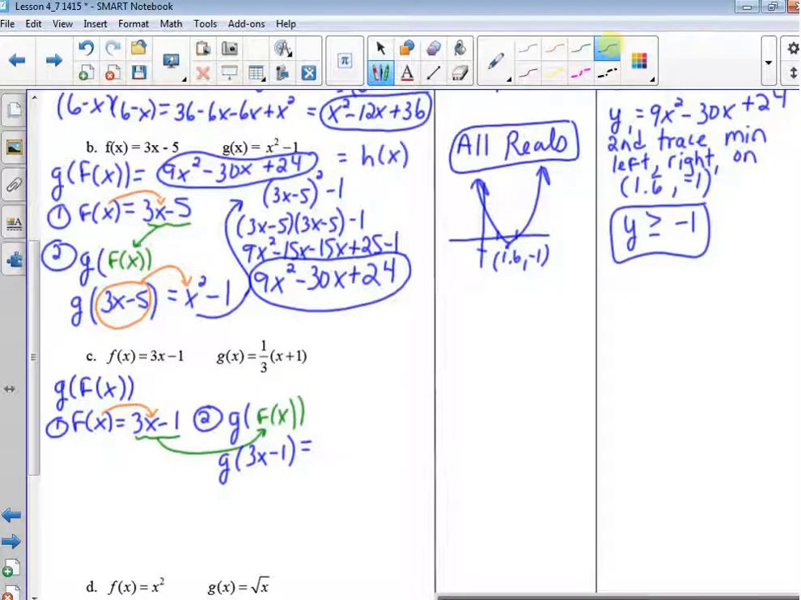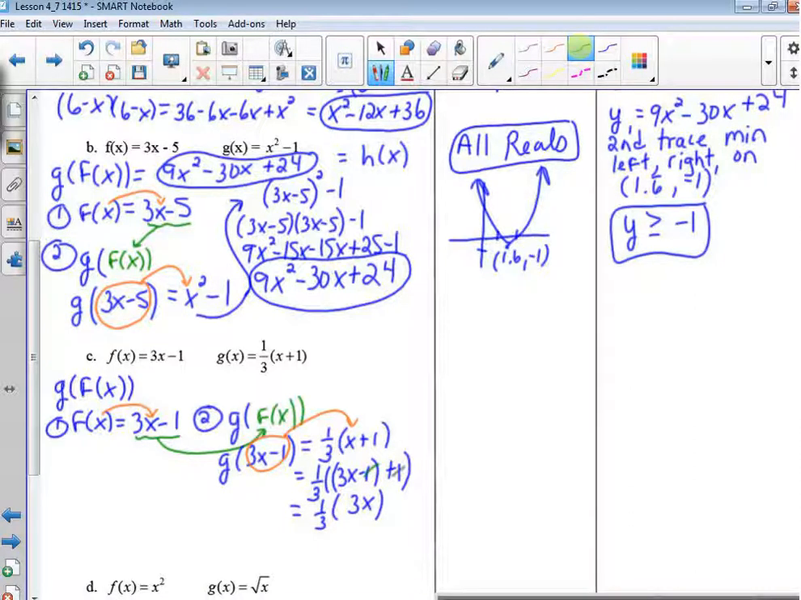Writing the rule for that, it's 1/3 x plus 1, and then I'm going to take that whole thing, plug it in for x. So I end up with here 1/3 times (3x minus 1) plus 1. Simplifying that, the 1's cancel, and I'm left with 1/3 times 3x, because these simplify to 0. And then 1/3 times 3 is equal to 1x, or just x. So g of f of x is equal to x.